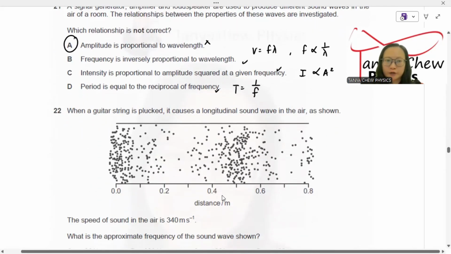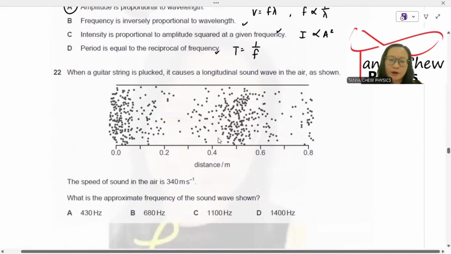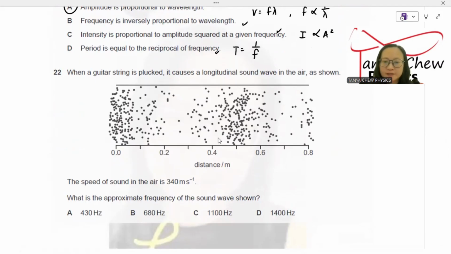Number 22, when a guitar string is plucked, it causes a longitudinal sound wave in the air, as shown. The speed of sound in air is 340 meters per second. What is the approximate frequency of the sound wave shown? So speed v equals f lambda. Since a distance is given, we can find the wavelength, from the center of a compression to the center of the next compression. I would say this is approximately 0.5 meter.